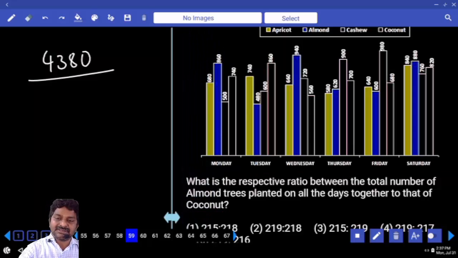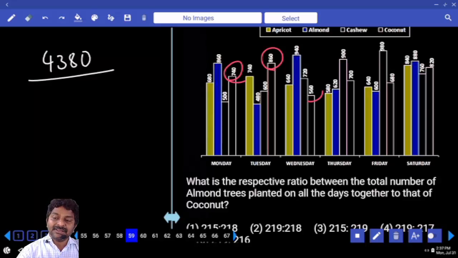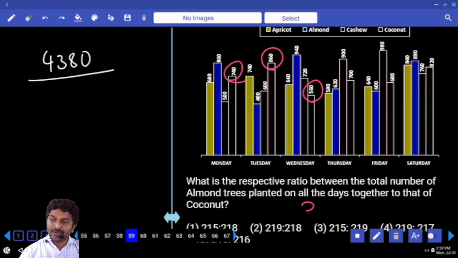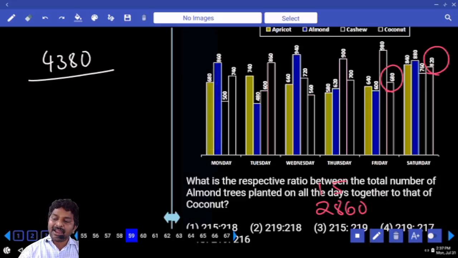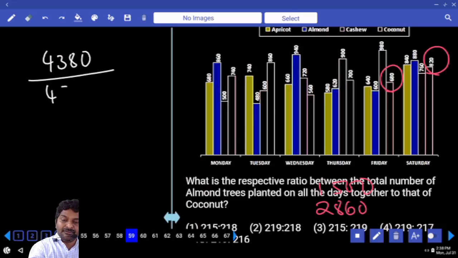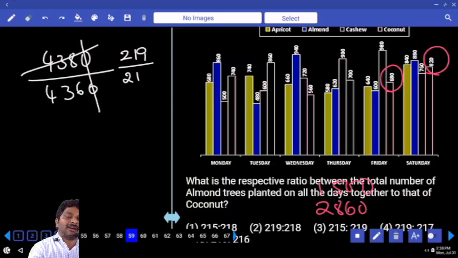Coconut last numbers 740, 860, 1600. 1600 plus 560, 2160. 2160 plus 700, 2860 plus, wait a minute, observe last two numbers, that is 1500 only. If we add 1500 to this number, that is 4360 only. When 0 gets cancelled, difference is 2. Hardly cancellation is with 2 only. 219. If it is 219, denominator must be 1 time less. 218. Second option.